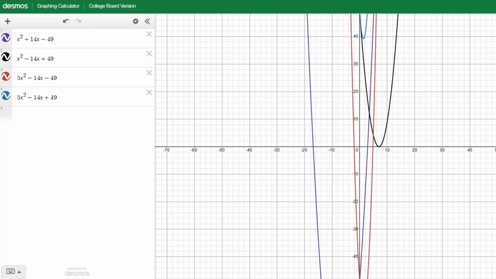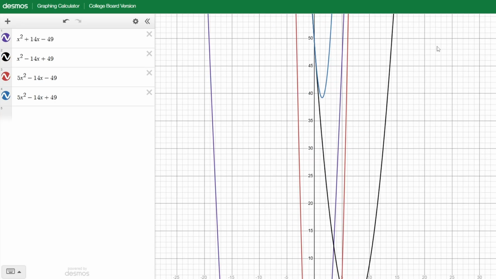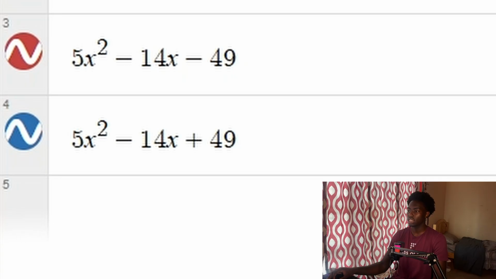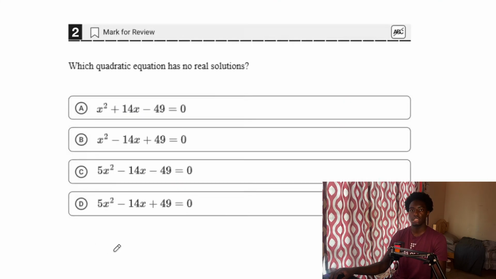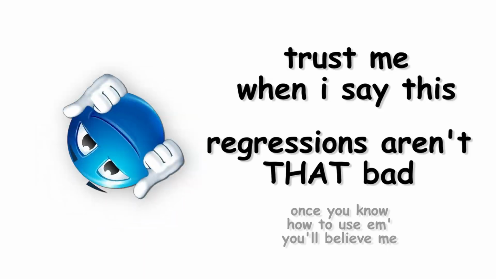If we zoom out a little bit more, we can actually see that our blue graph here, which is answer choice D, does not touch the x-axis. That's all we have to do. Since D never touched the x-axis, that's going to be our answer for this question. Finally, let's move on to a problem that involves regressions.